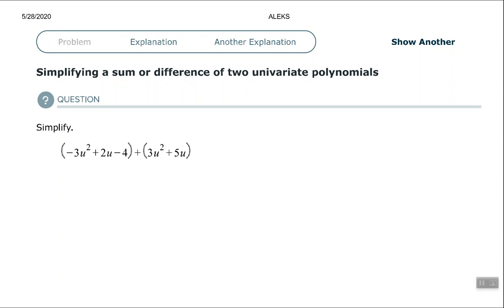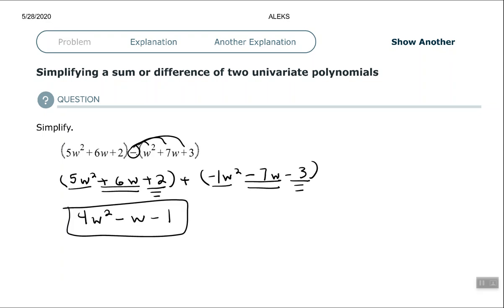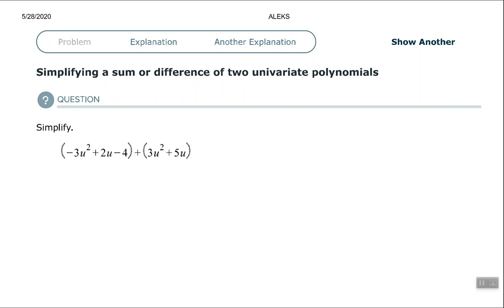Now this one's a little bit different. We don't have a subtraction or a negative in front of a set of parentheses, so we don't have to change any signs here. All we need to do now is combine the like terms. So we don't have to change any signs. Like we'll go back to number 5, we had a minus in front of this set of parentheses. We had to change those signs. This one, we don't have a minus or a negative in front of the parentheses, so we don't change the signs. We just combine the like terms.